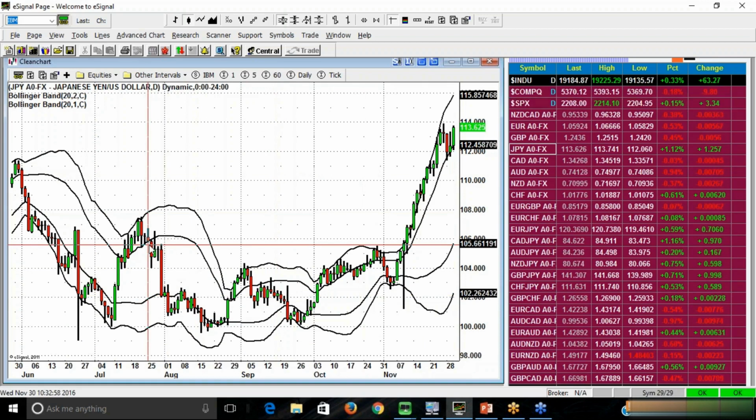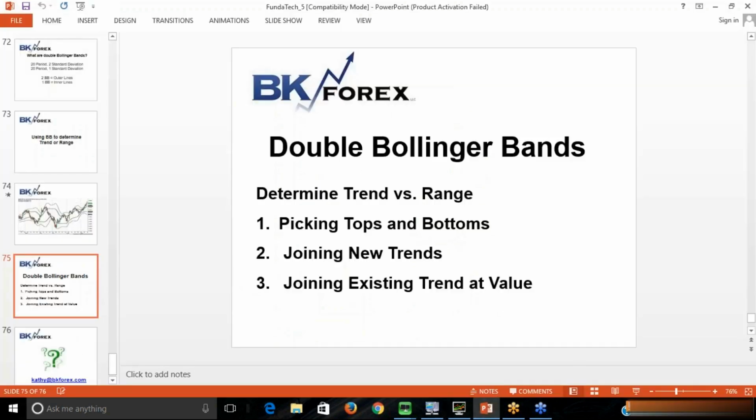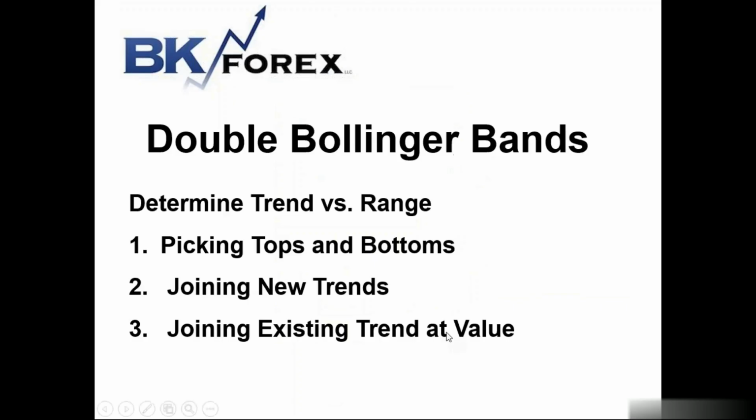There's so many different ways to trade the double Bollinger Bands, and that includes using double Bollinger Bands to pick tops and bottoms, using the double Bollinger Bands to join new trends, and using the double Bollinger Bands to join existing trends at value. These are all different techniques that we will be sharing with you in our battle-tested swing trading strategy lesson.